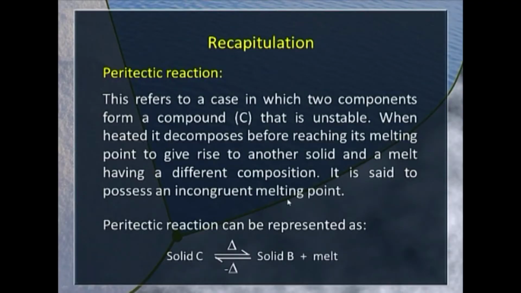Peritectic reaction can be represented as solid C. In this case, this is the solid which is unstable. When we try to heat it, before reaching the melting point, it decomposes to give a new solid, in this case B, and a melt. Solid C and the melt have different composition. This is a reversible process. Solid B and the melt, when cooled, give back solid C.